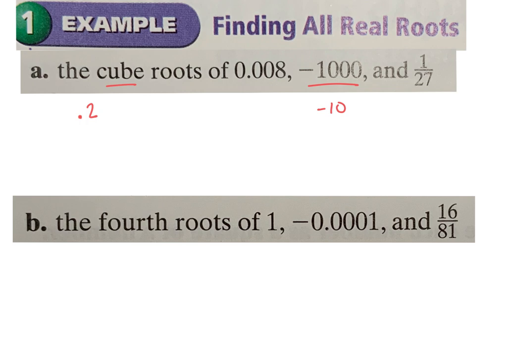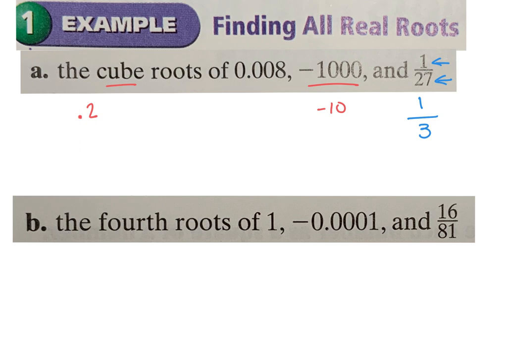When you are taking the roots of fractions, you take the root of the numerator and the root of the denominator separately, and then that's your answer. So for this one right here, the third root of 1 is 1. The third root of 27 is 3. So my cube root there is 1/3. All right. Questions on finding those?